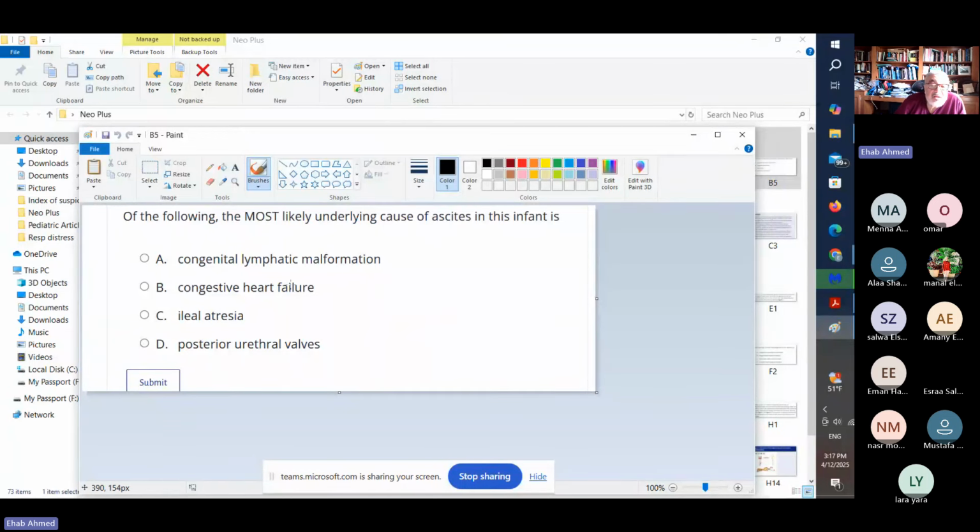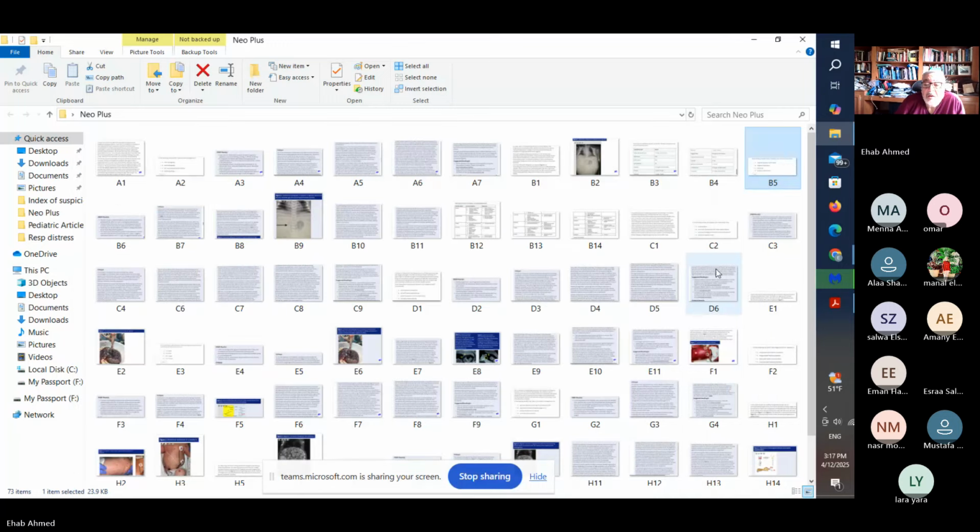Based on the scenario in the vignette and the labs and the analysis of the ascitic fluid and clinical exam of the baby, which is the correct answer? Ileal atresia, doctor. Ileal atresia, but all can cause ascites. And now let us go to the critique.